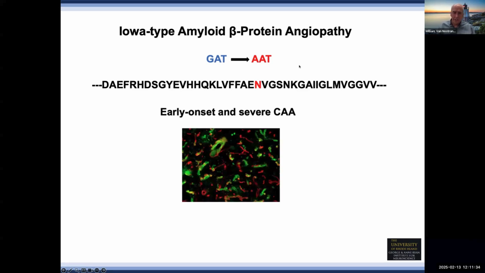Here's an example, again, of a patient that has the Iowa type CAA. Again, it's an early onset and severe form of disease. There is some larger vessel CAA type 2, but you can see here there's also a very pronounced CAA type 1. You see a lot of capillary involvement in this disorder.